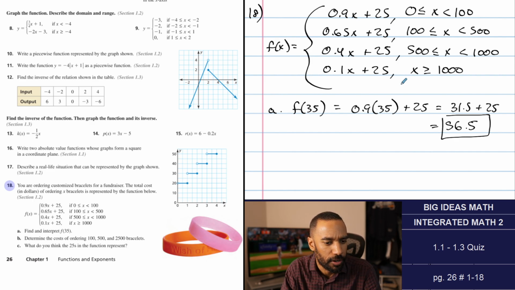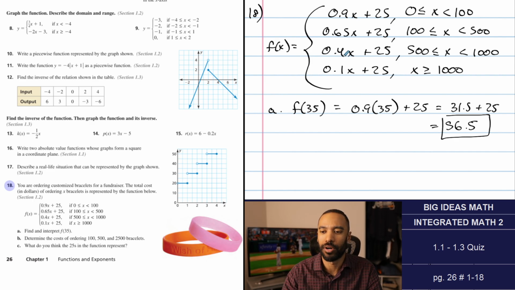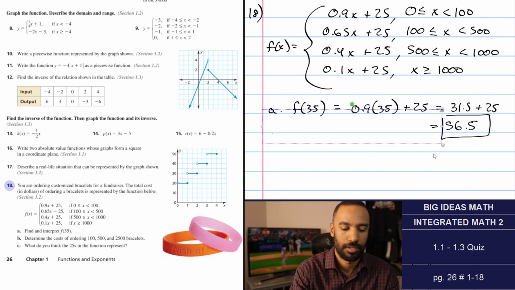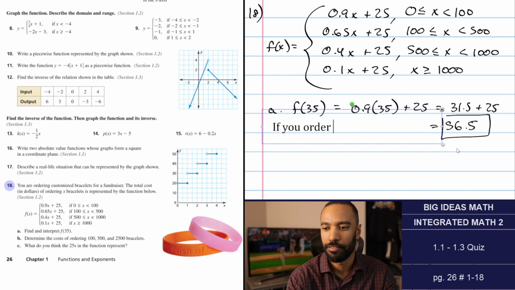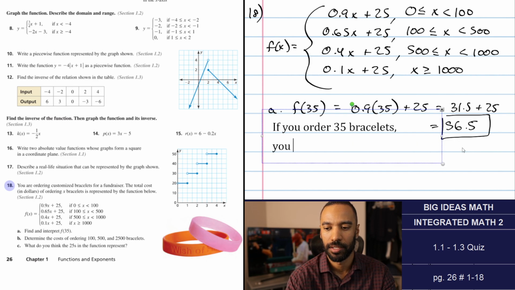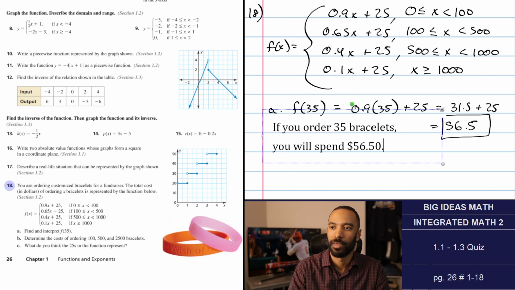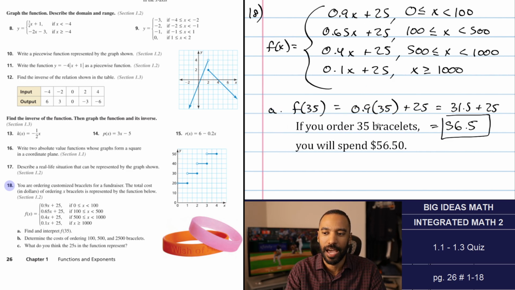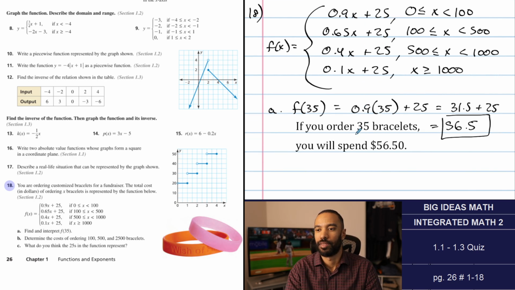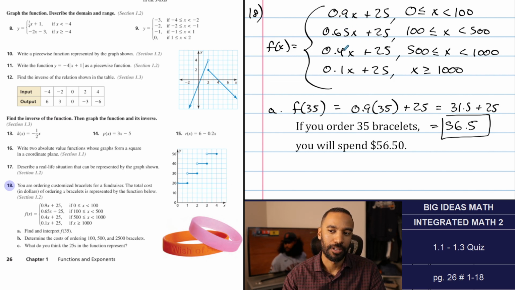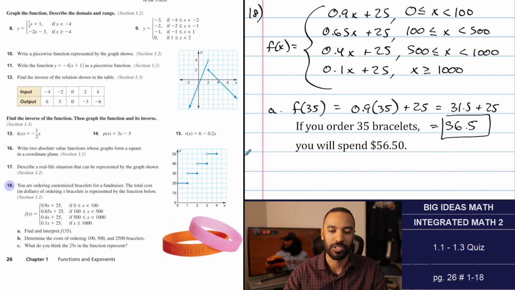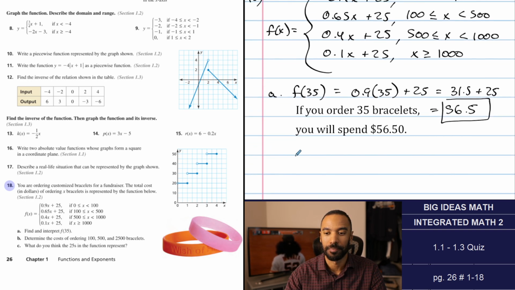Ordering customized bracelets for a fundraiser, total cost of x bracelets. So if you order 35 bracelets, you will spend $56.50. It looks like that 25 kind of looks like an upfront cost for ordering. And then you can see you buy in bulk and you spend less per bracelet as a result. They incentivize you to spend more.